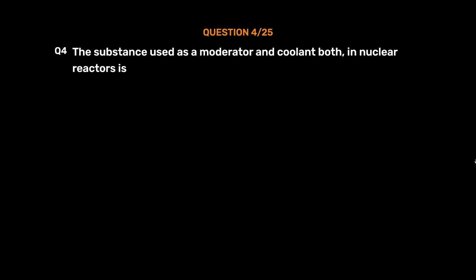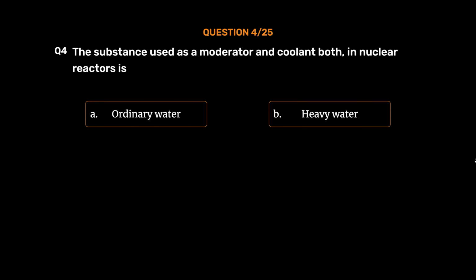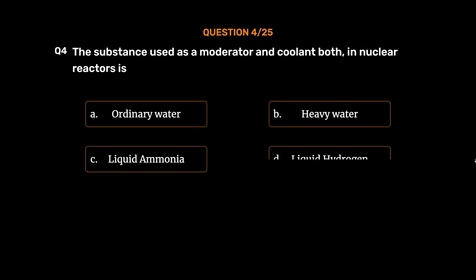Question number 4. The substance used as a moderator and coolant both in nuclear reactors is Option A. Ordinary water. Option B. Heavy water. Option C. Liquid ammonia. Option D. Liquid hydrogen. The correct answer is Option B.